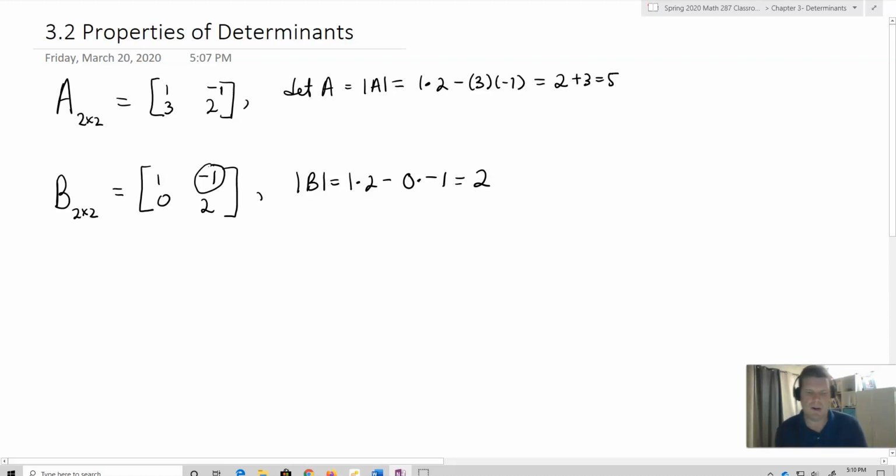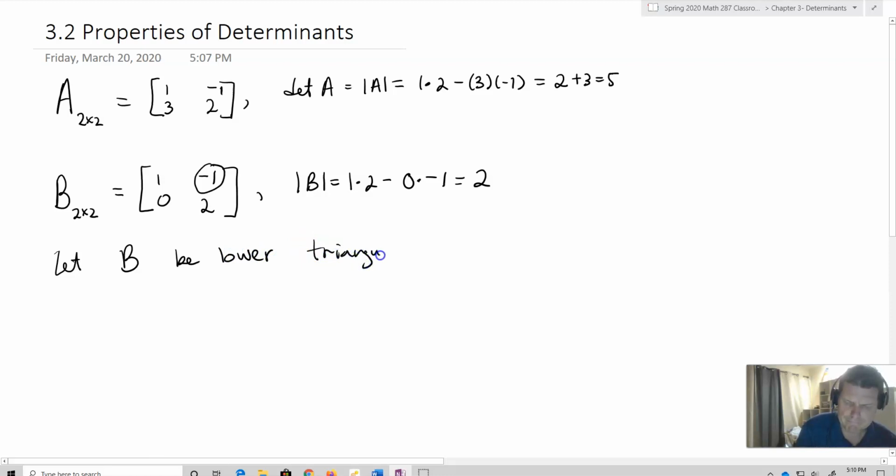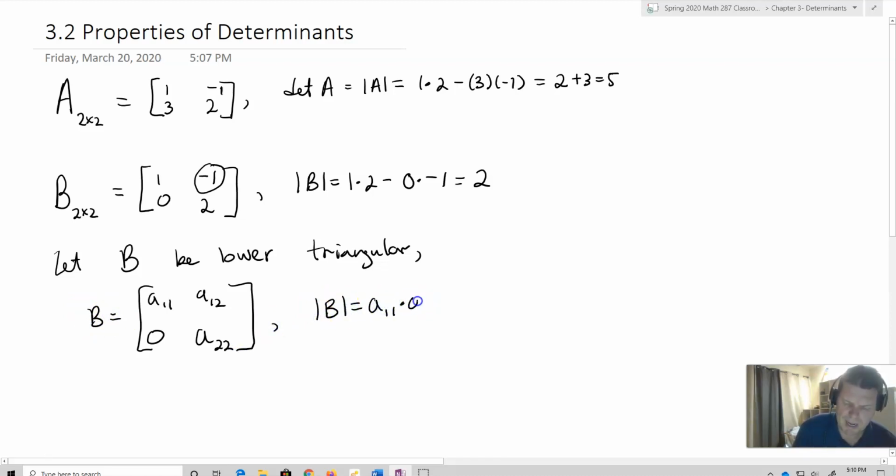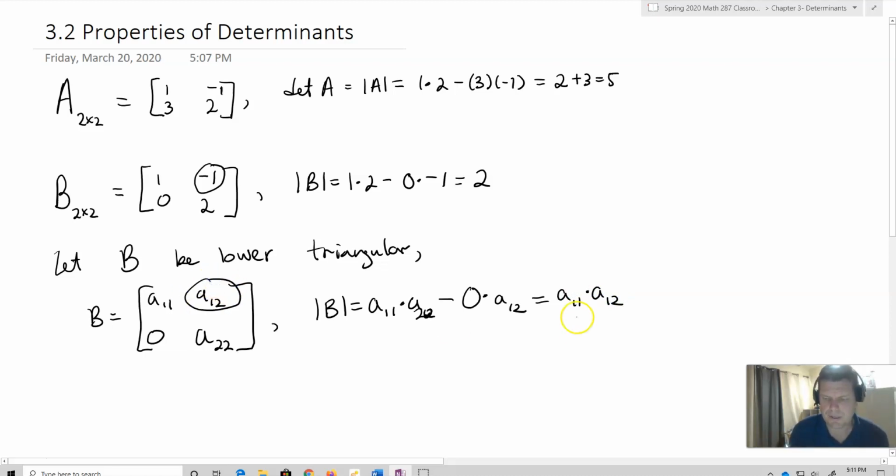Well, I wonder if that actually holds. Let's say, for example, we have a lower triangular matrix. We're going to let B be triangular, and we're only going to look at a 2 by 2 for right now. Let's say I have a11, a12, 0, and a22. That's B. The determinant of B is going to equal a11 times a22 minus 0 times a12. Well, that's just a11 times a22. So it really doesn't even matter what a12 is. It just turns out that we're just going to get the multiplication of the diagonal. That's kind of cool. At least in the 2 by 2 case, it looks like we're just getting the multiplication of the diagonal.